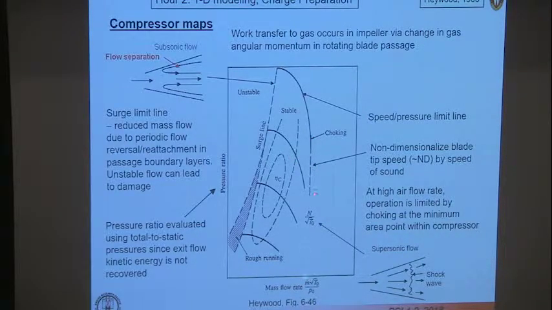You can only go to a certain mass flow rate before the system chokes at the minimum area point. So that basically truncates the compressor map at this location. And then on the left-hand side is what's called the surge line, where essentially you can have flow separation effects in the diverging sections of the design that, again, lead to losses. And you can have periodic flow reversal, reattachment, and instability. So you have a surge phenomenon occurring in a compressor. You want to avoid that, otherwise you'll see serious damage. So that's what a compressor chart looks like.